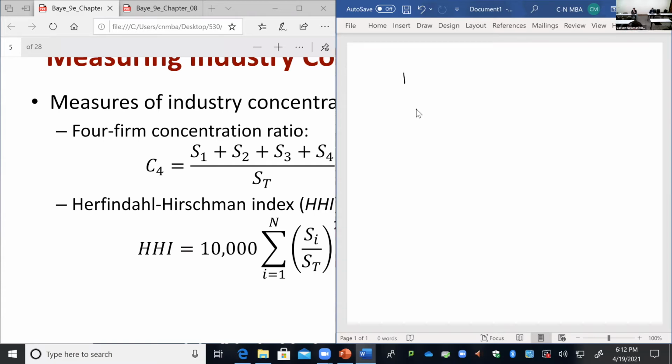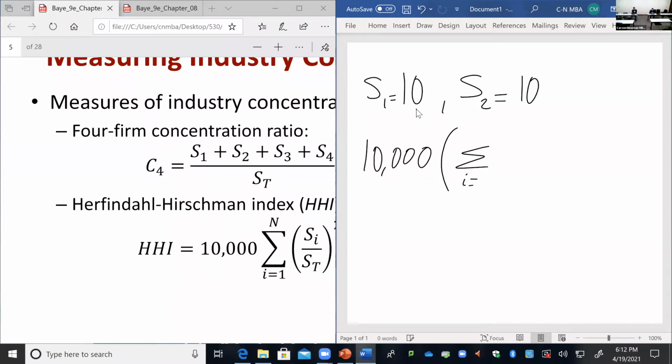Let's say there are 4 firms, each have 10 sales. So the sales for the first firm is 10. Let's make it even easier. Let's assume there are only 2 firms. They both have sales of 10. So in this case, the formula is going to be this. There's this 10,000, the first part, and then you sum from the first firm to the second firm the sales of the firm relative to the industry, and square that. So this part is easy: you multiply whatever you find by 10,000.